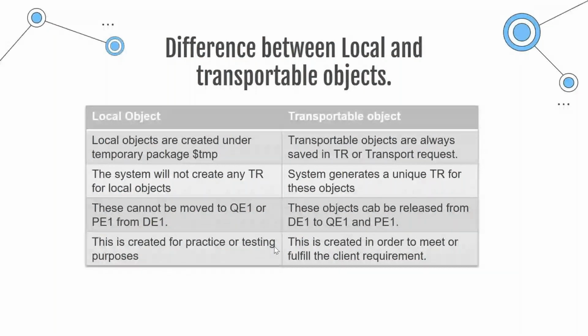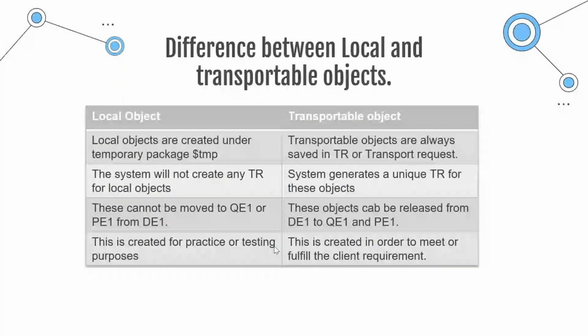So a transportable object will require a TR, transport request. In projects we normally call a transport request a TR. Since local objects will not have any TR, they cannot be transported to quality and production systems. Because of the transport request only, we are able to move the change from one system to another. Vice versa, a transportable object will have a unique TR, because of which you can move your changes to either quality or production system.